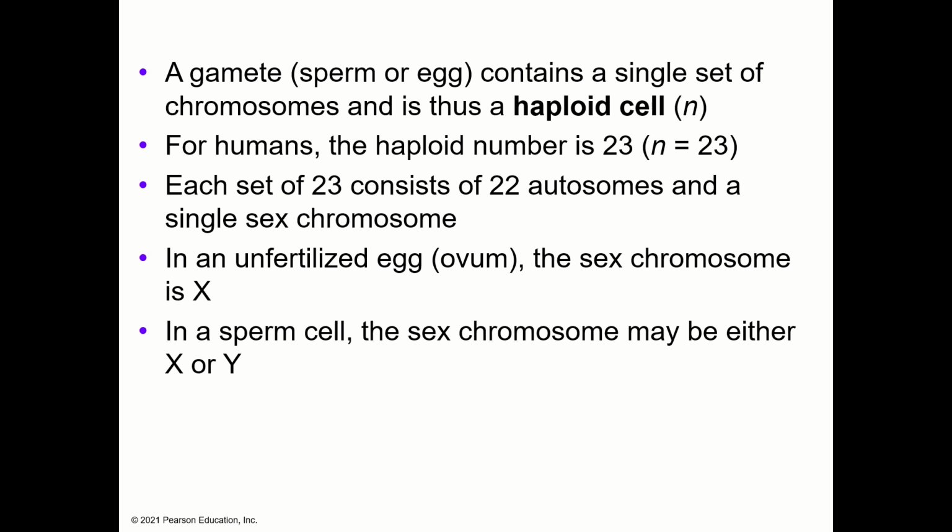For humans, the haploid number is 23. Each set of 23 consists of 22 autosomes and a single sex chromosome. In an unfertilized egg or ovum, the sex chromosome is X. In a sperm cell, the sex chromosome may be either X or Y.